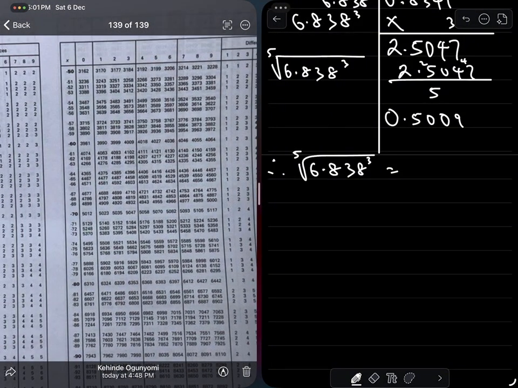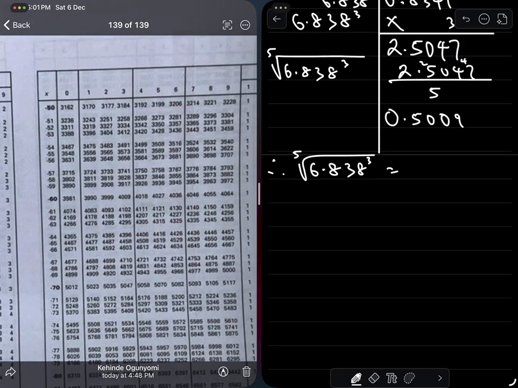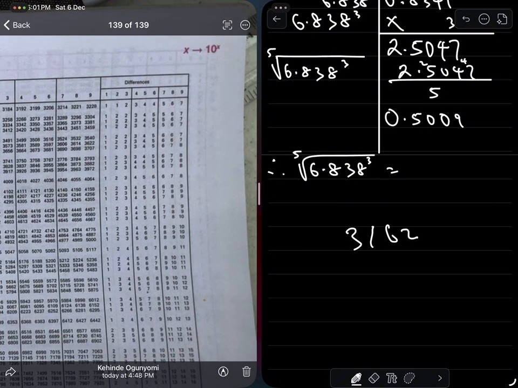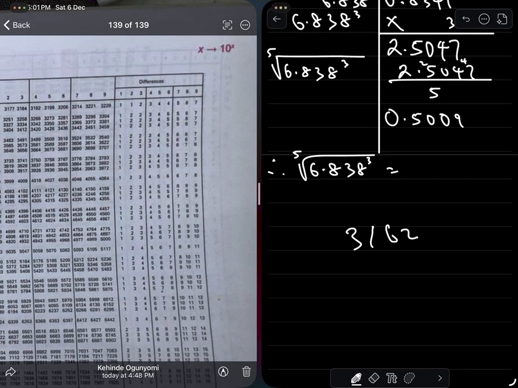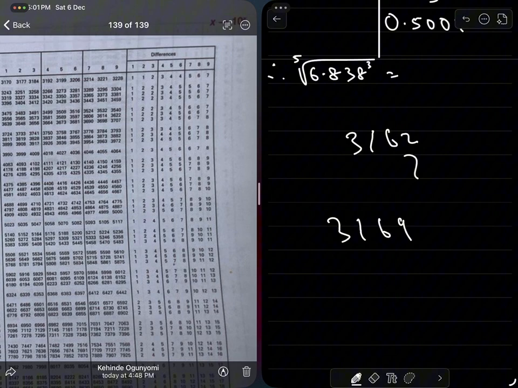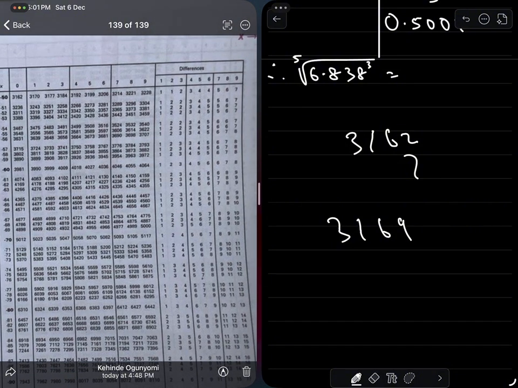50. Is that 50 under 9? 50 under 0, difference 9. 50 under 0. Look at how you make mistakes. 50 under 0, difference 9. 3162. 50 under 0 is 3162 and difference 9 is what? 7. So that's what? 316. Is that correct? Yes. 3169. So what do we write?